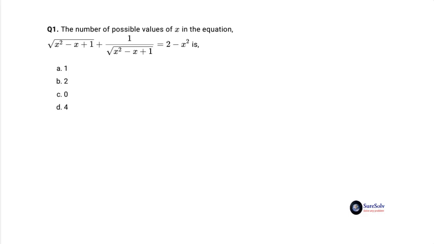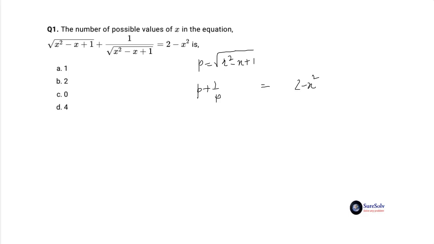For convenience you replace p equal to root over x square minus x plus 1 and convert the LHS to p plus 1 by p. A quick check ensures that p is indeed positive for any value of x. For all negative values and all values of x greater than or equal to 1, it is obvious that root over x square minus x plus 1 will be positive.